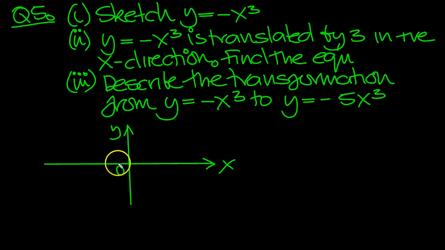Now normally the cubic comes down and goes down like that, but we've got a negative cubic, so I've got a digital pen, so I'm going to try and draw it with the digital pen, and then it's going to come round and go down like so, isn't it? And that's y equals minus x cubed.